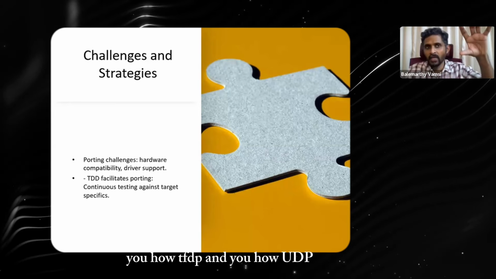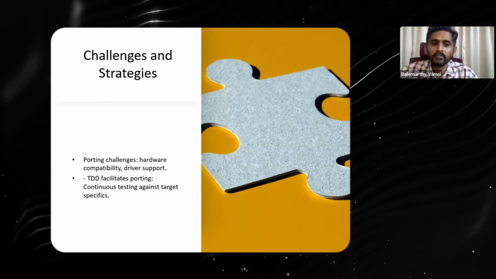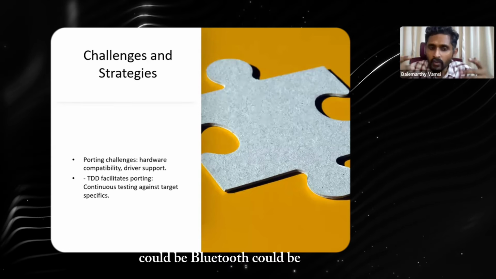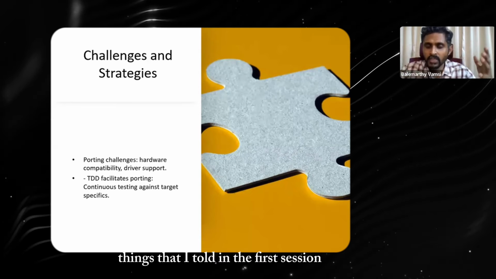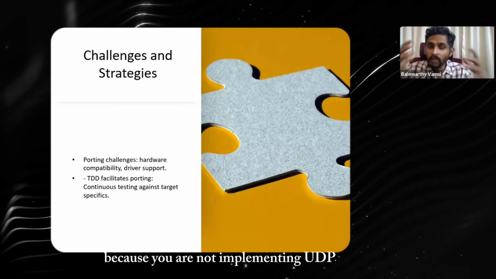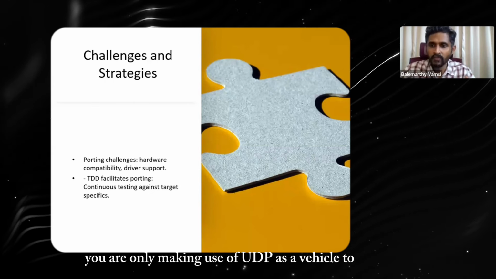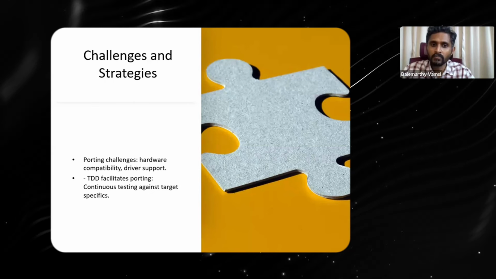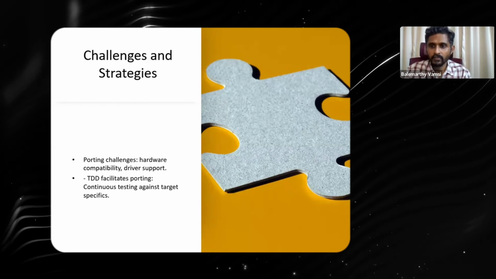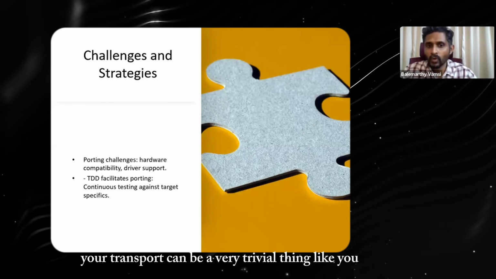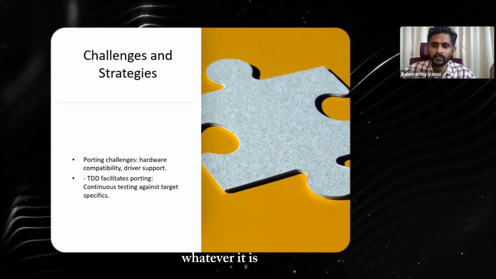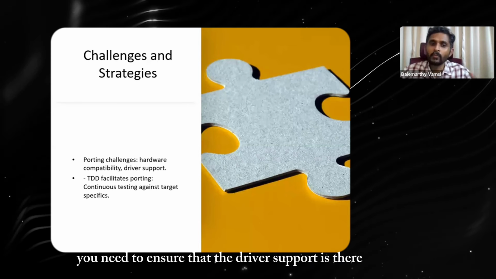Why driver support? You have TFTP and you have UDP. But then the physical layer is Ethernet. Could be Bluetooth. Recollect the things that I told in the first session. Throw away even the UDP stuff, because you are not implementing UDP. You are only making use of UDP as a vehicle to transport, going by the terminology that it is called transport protocol. Now your transport can be a very trivial thing like UART, SPI, I2C, or your custom two-wire protocol, whatever it is. But you need to ensure that the driver support is there.